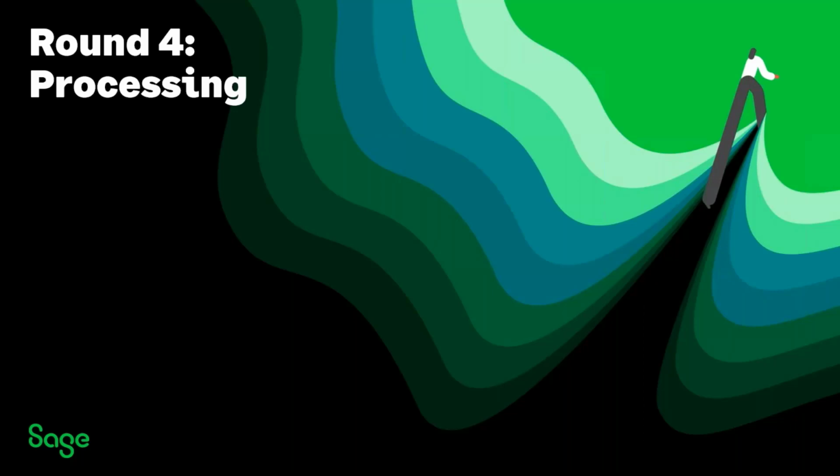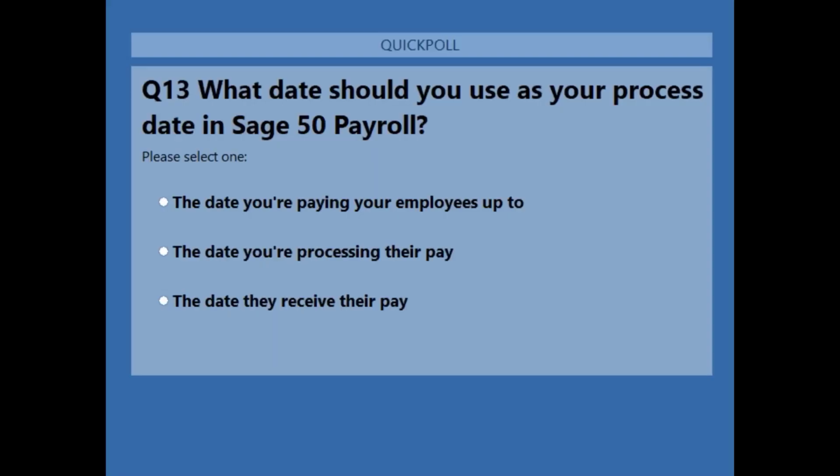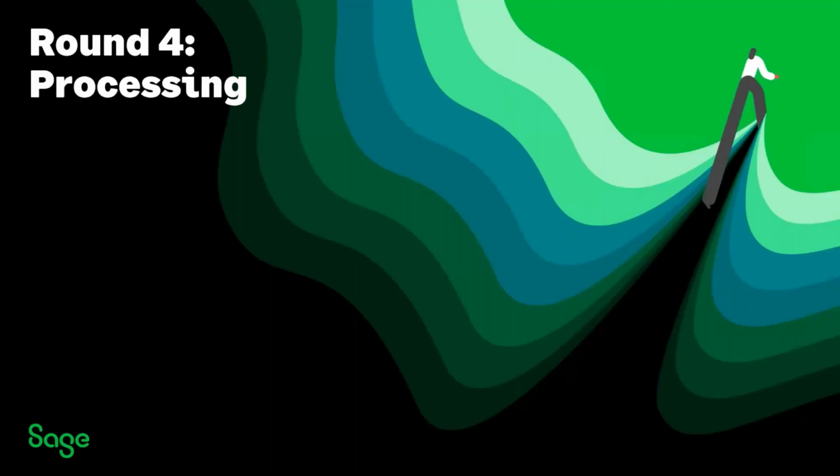So let's go on to question number 13, which is all about your process dates. So what date should you use as your process date in Sage 50 Payroll? Is it the date you're paying your employees up to? Is it the date you're processing their pay? Or is it the date they receive their pay? Okay, that is the minute come to a close. So let's close that question down now, and we'll move swiftly on to question number 14.